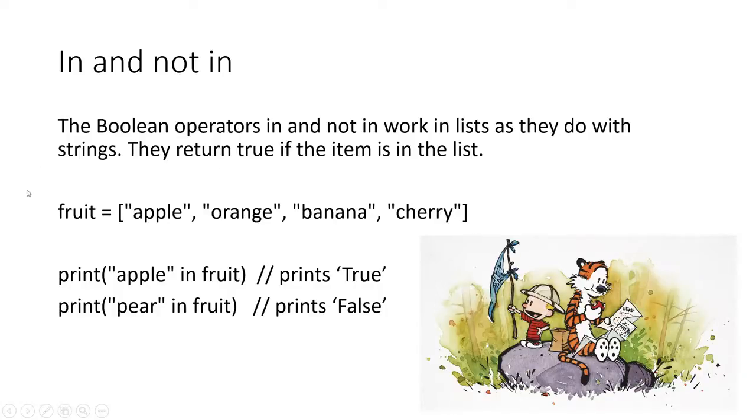For example, if we create a list of fruits, and we say apple, orange, banana, and cherry, then we can invoke the print statement and print apple in fruits. If we do this, it will print out the Boolean value true. If we check for pear in fruits, then we'll get the value false.